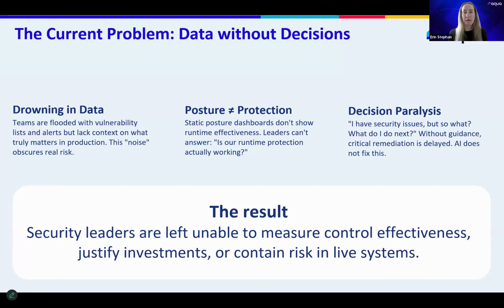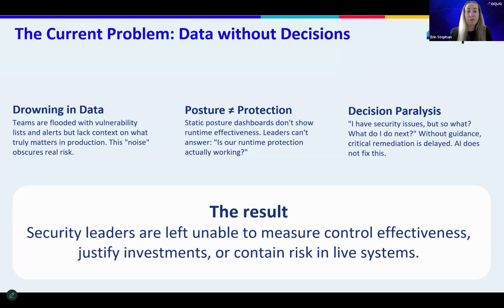Our teams are coming in every day with different lists, different severities, different orders of priority. And without any real guidance, it's very difficult to understand where to go. What is the most critical path? Where should we be focused on our remediation efforts? And again, big stamp on the slide, AI does not fix this problem, it only accelerates it.